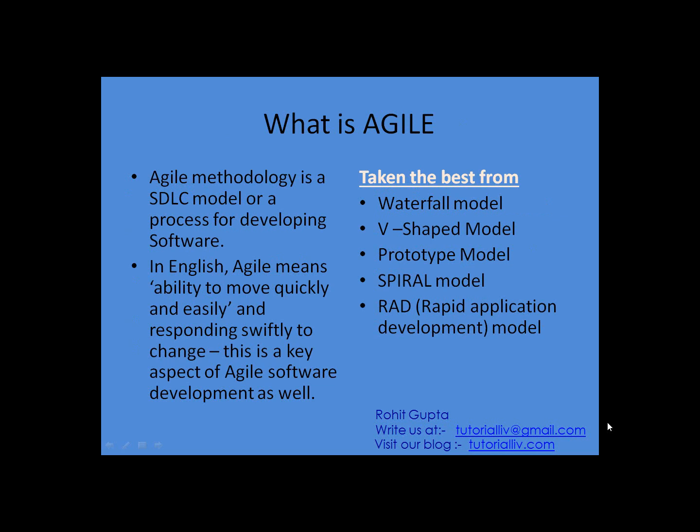As you know, each and every software development life cycle that has evolved has taken the best from the earlier one and also included the best part of the earlier one as methodologies. Like V-shaped has overcome the disadvantage of the waterfall model, prototype has overcome the disadvantage of the V-shaped model. Similarly, Agile has taken the best from all these five software development life cycles and created a new one that is named Agile.